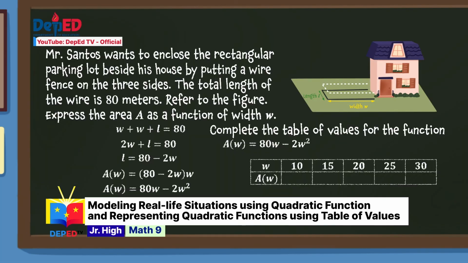Time is up. Look at the updated table of values and see if you got the correct answers. And showing this table to Mr. Santos could give him the idea that if he sets the width of the parking lot to 20 meters, then the parking lot would have the largest area possible.